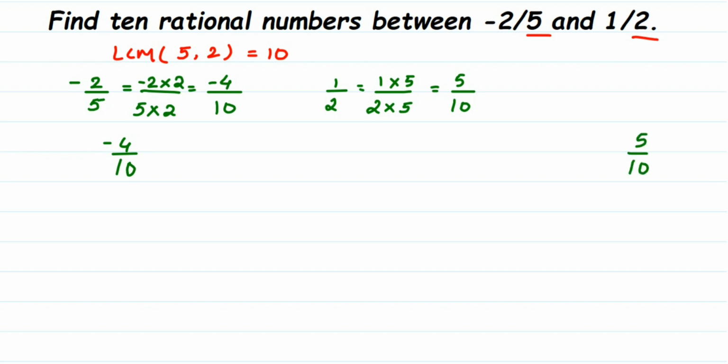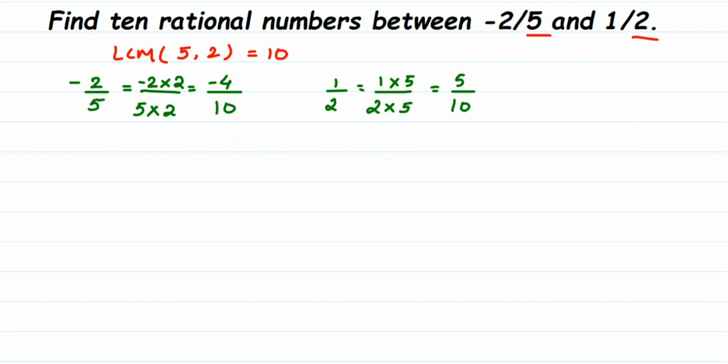So after minus 4, I'll get minus 3 by 10. I'll just write down the numerators: minus 3, minus 2, minus 1, then 0, then 1, 2, 3 and 4. Now we don't have 10 rational numbers here, right? Counting them, 1, 2, 3, 4, 5, 6, 7, 8. Only 8 rational numbers we're getting between these two numbers. But in the question, they're asking us to find 10.